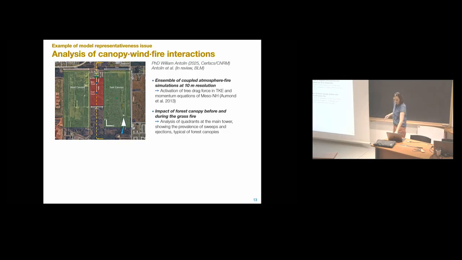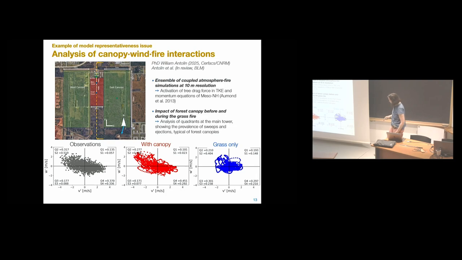To show that, we have done an analysis of quadrants. So you look at the fluctuation of the wind velocity components. So here you have the surface wind component and its fluctuation, and here the vertical wind component, the fluctuation of the vertical wind.